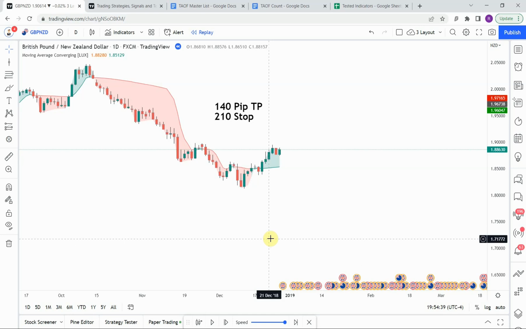Today we will be testing the moving average converging indicator.